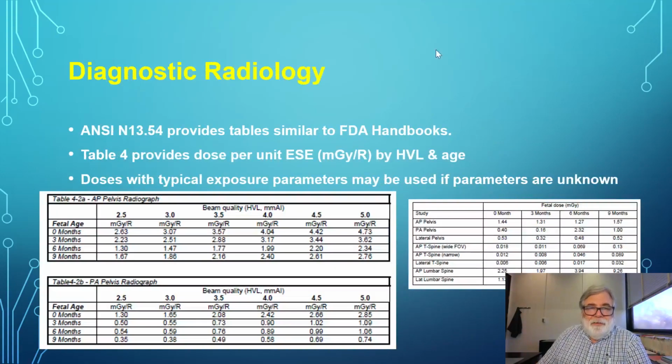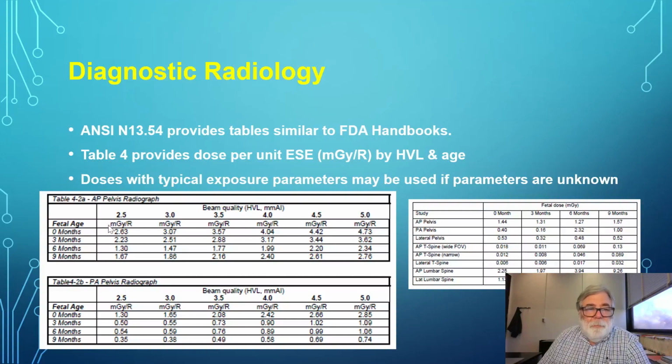Okay, let's move on to diagnostic radiology. There's an ANSI standard that we talked about a moment ago. They provide tables that are very similar to the FDA handbook tables. There are a couple of them here. So these tables, table 4 shown right here, table 4-2 is for an AP pelvis radiograph, similar to what we said before.